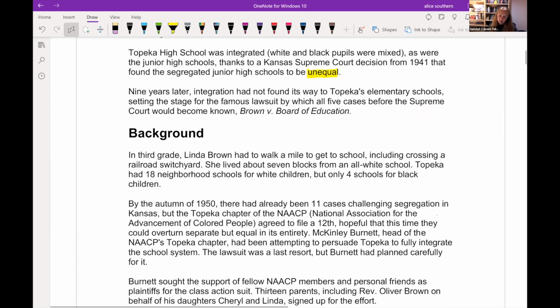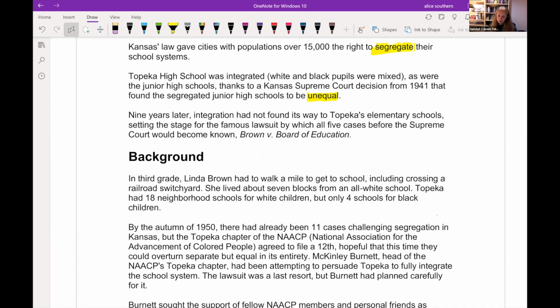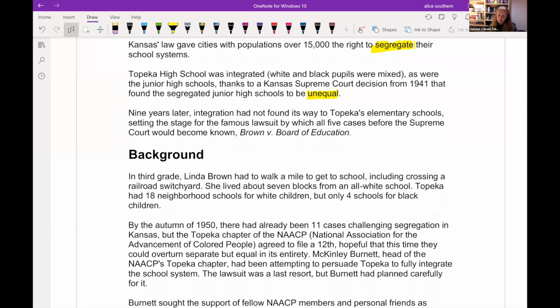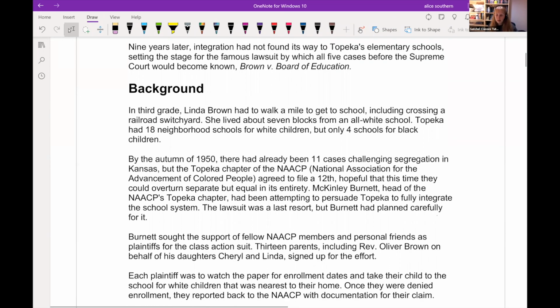So 9 years later, integration had not found its way to the elementary schools, which brought a lawsuit. They weren't abiding by this new equality law. So in 3rd grade, Linda Brown had to walk a mile to get to school, including crossing a railroad switchyard, which obviously is dangerous. She lived about 7 blocks from an all-white school. So this is what I was saying. If you've got to walk a mile in year 3, compared to walking a few blocks down, you can see how that doesn't really make sense.